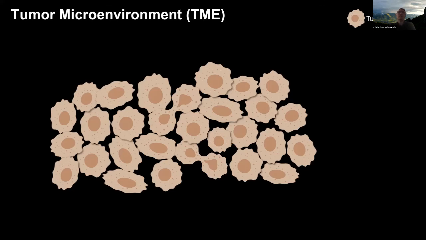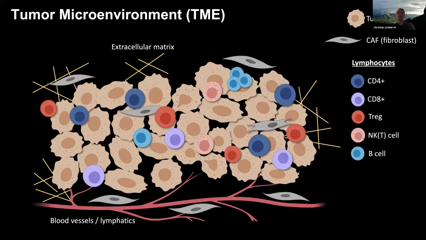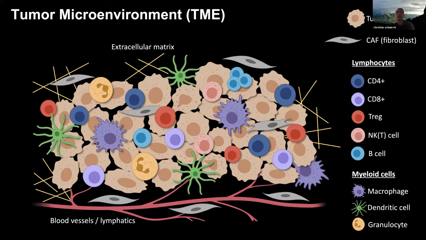So the tumor microenvironment is a highly complex ecosystem consisting of tumor cells, structural components such as vessels, fibroblasts, and extracellular matrix, but also a broad range of infiltrating immune cell types, including lymphocyte subsets and myeloid cells. And all these cell types communicate with each other in the TME, and they do so by either secreting cytokines or chemokines or other soluble factors, but also by directly contacting each other.